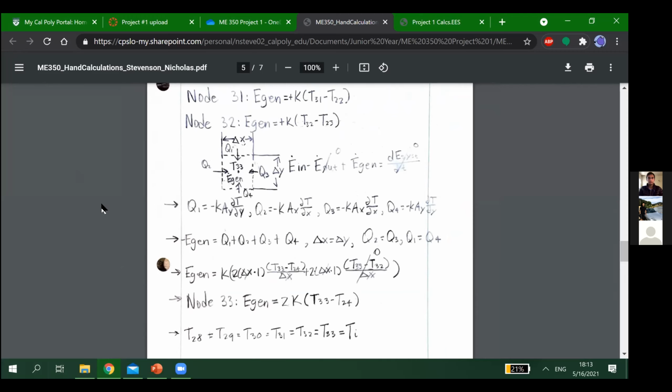inner corner node. And we started off with the first law of thermodynamics and then wrote out all the heat transfer equations. And all of them were conduction. And it actually simplified that Q2 equals Q3 and Q1 equals Q4 through symmetry, right? And then we ended up solving for the energy generation. We did some simplification, and at the end we ended up getting that equal to 2K times T33 minus T24.